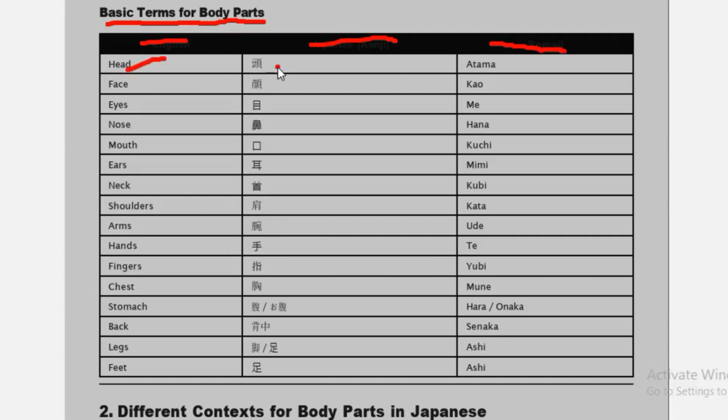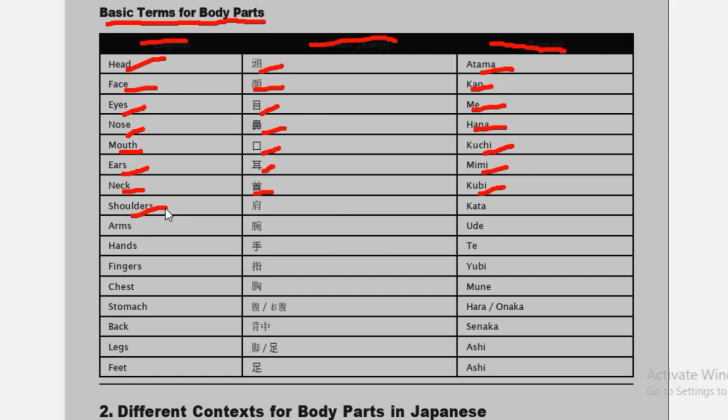For head, it is atama. For face, it is kao. For eyes, it is me. For nose, it is hana. For mouth, it is kuchi. For ears, this is mimi. For neck, it is kubi.